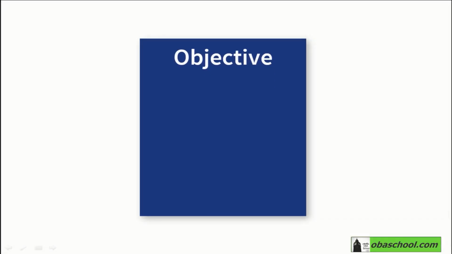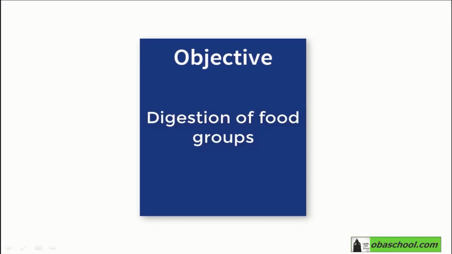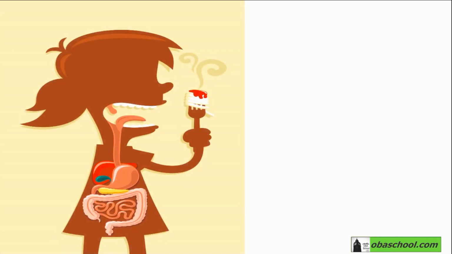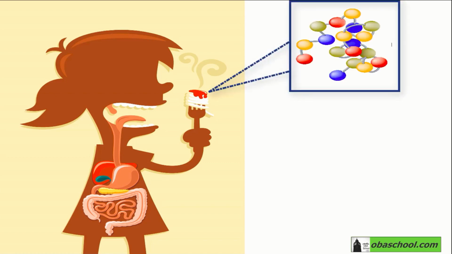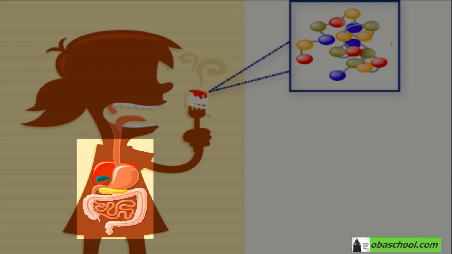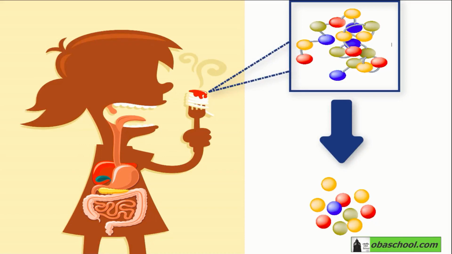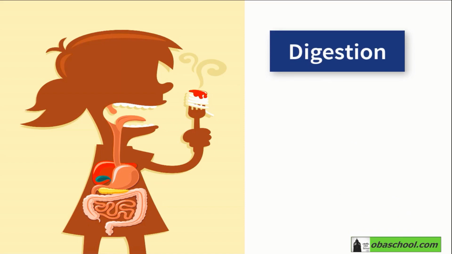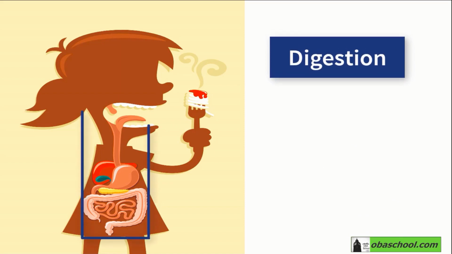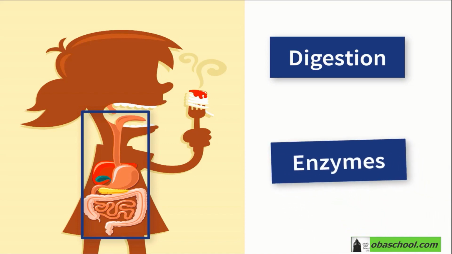In this video, our objective is to see how food groups are digested in our digestive system. The food we eat is made up of large insoluble molecules. Our bodies cannot absorb these large molecules. They need to be broken down into smaller, soluble molecules that can easily be absorbed and used by our cells. This process is called digestion. This process occurs in our digestive system with the help of enzymes.